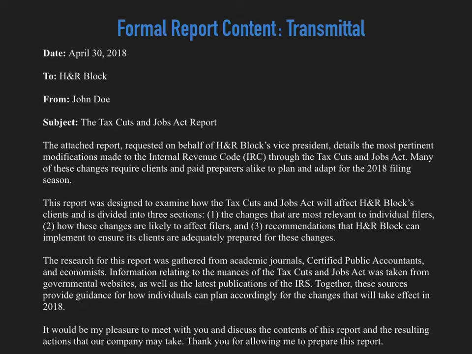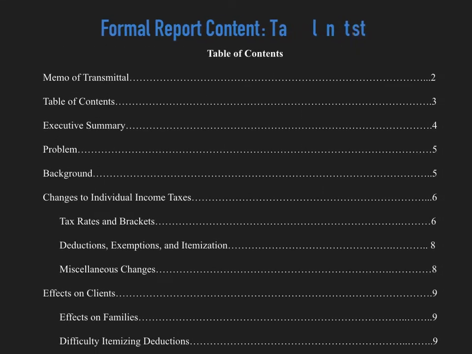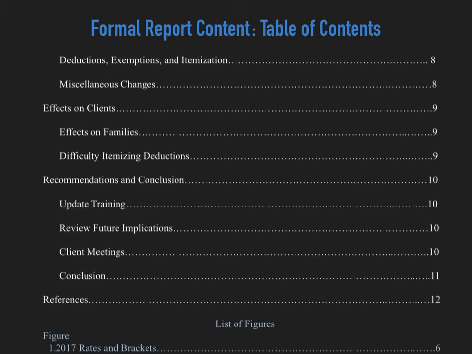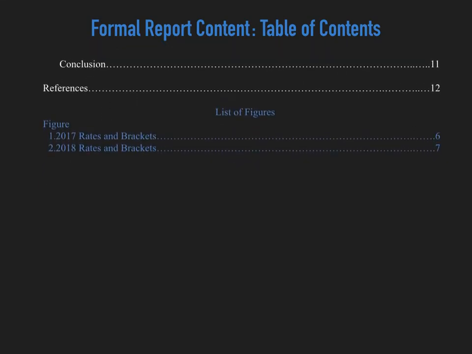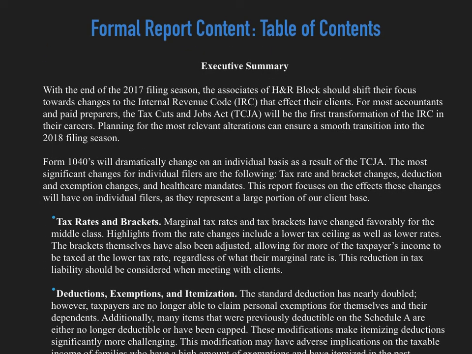This brings us to the third page of the report, the table of contents. Within the table of contents, we should list the starting page for each section of the report, including headings and subheadings, beginning with the letter or memo of transmittal. Additionally, if you use any figures or charts, we should include them separately at the end of the table of contents. The next section of the report will be the executive summary.